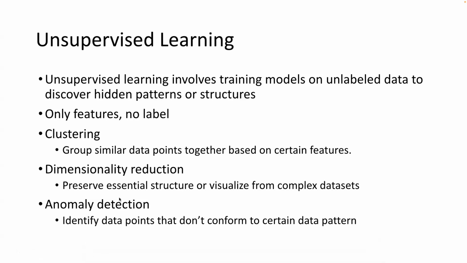A third application is anomaly detection, which is to identify data points that do not conform to a certain data pattern. That can also apply to the spam email filter we talked about before. Instead of labeling the emails as spam or regular, we can ask the algorithm to group the emails in 2 groups, or to find some emails that are different from other emails. So those abnormal emails could be like spam.